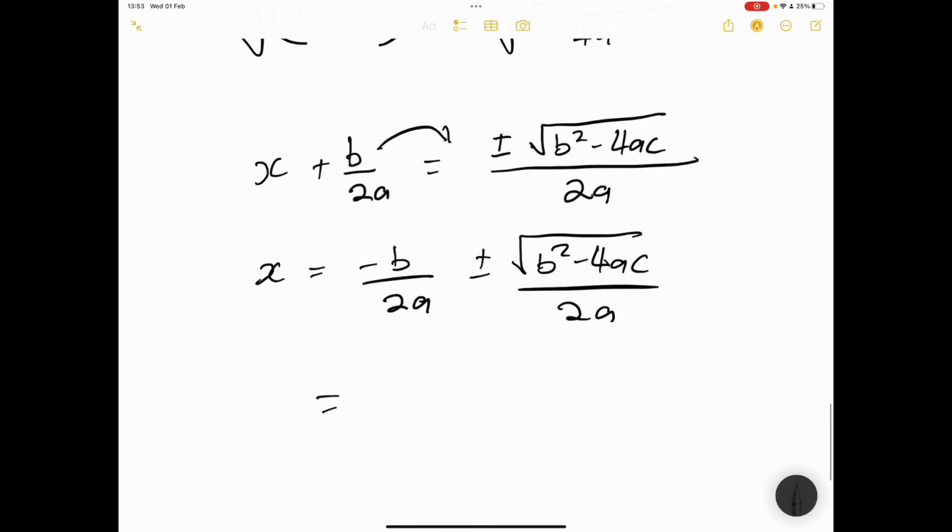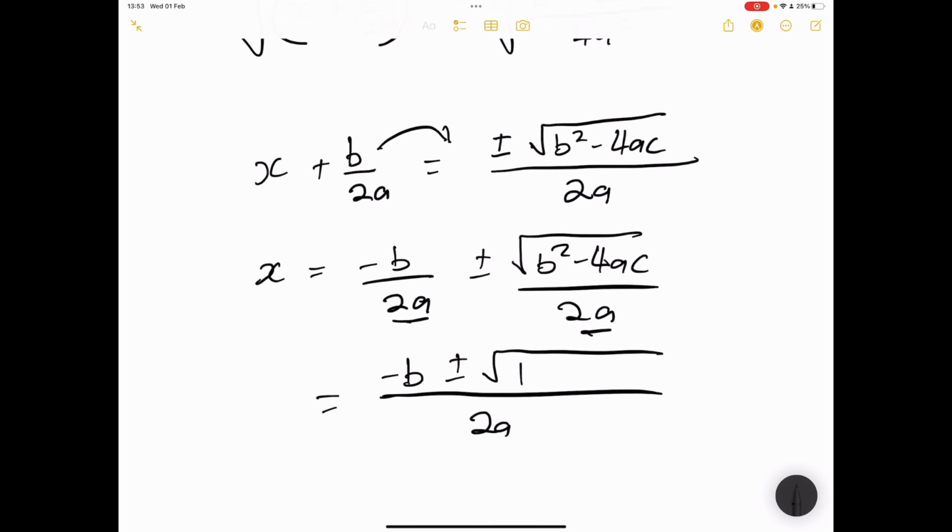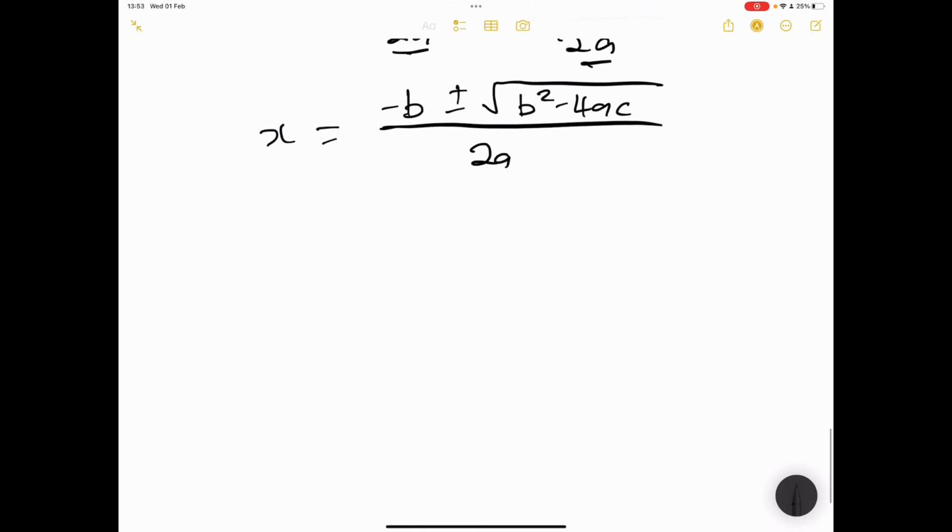And of course, finally, we can put this all together. The denominators are the same, so in this case we can add the numerators. So that's minus b plus or minus the square root of b squared minus 4ac, divided by 2a, and that's where the quadratic formula comes from.